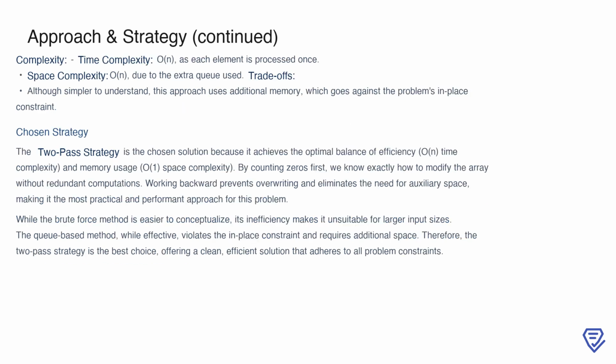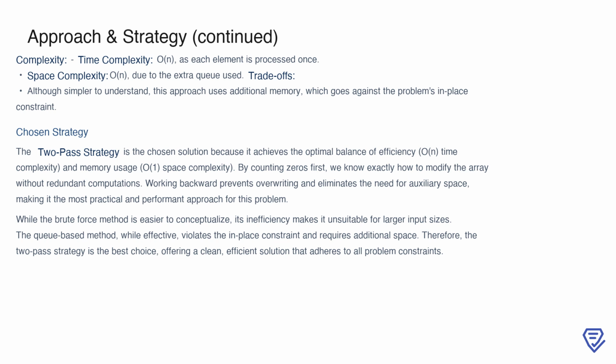arrays. An alternative solution involves using a queue to simulate the process of duplicating zeros. In this approach, each element is pushed into the queue as we iterate through the array. When a zero is encountered, it is duplicated by pushing 2 zeros into the queue. Once all elements have been processed, the array is reconstructed using values from the queue, stopping once its original length is restored. While this method is simpler to understand and implement, it uses additional memory, as the queue requires O(n) extra space. This violates the problem's in-place constraint, making it less desirable.